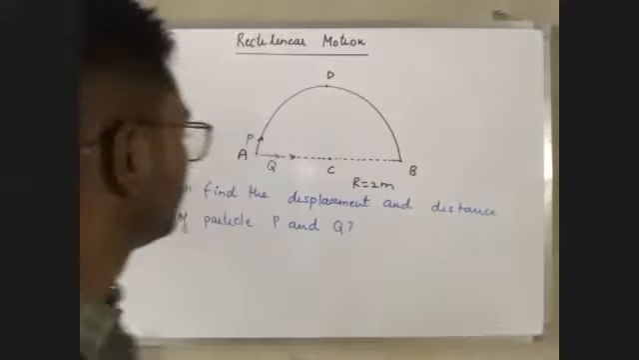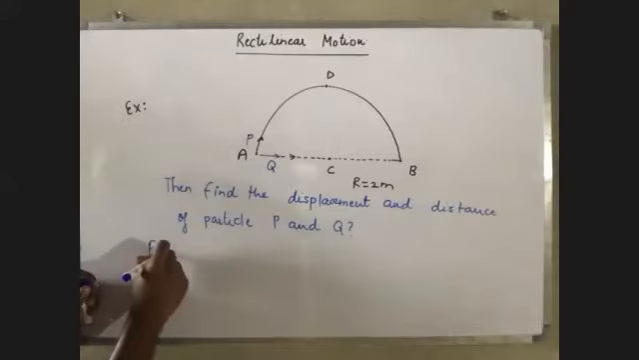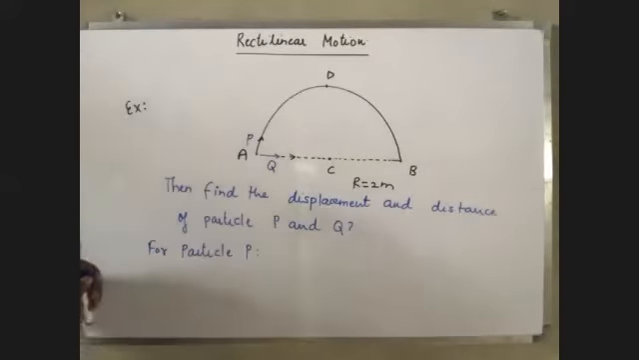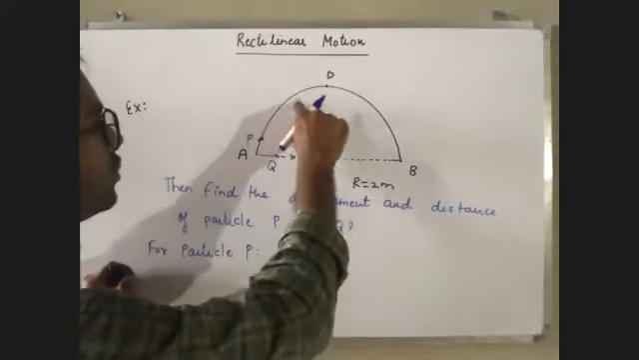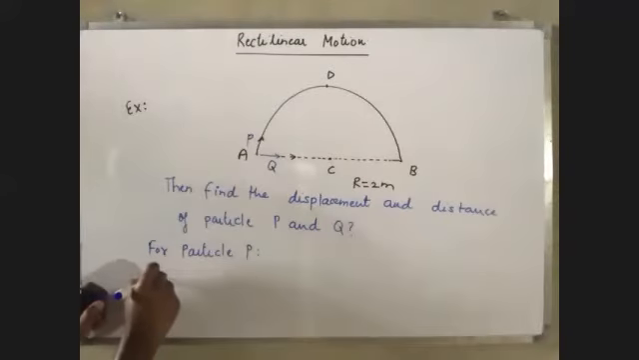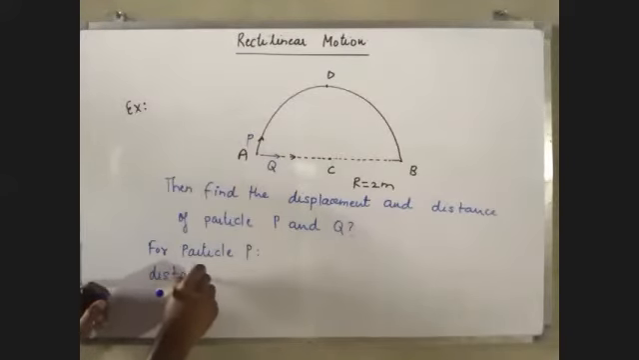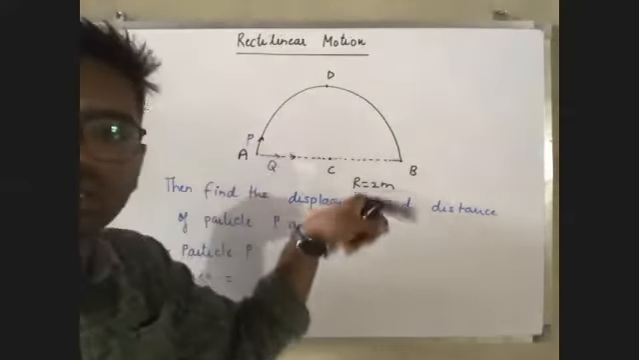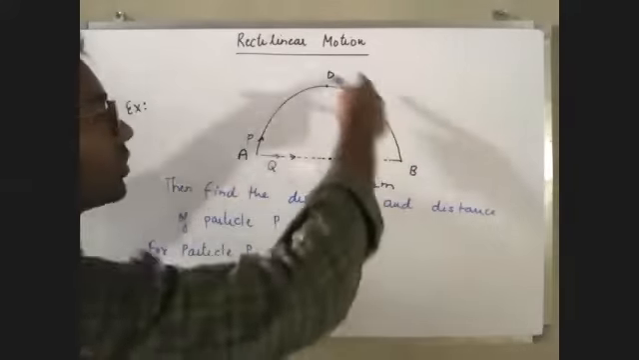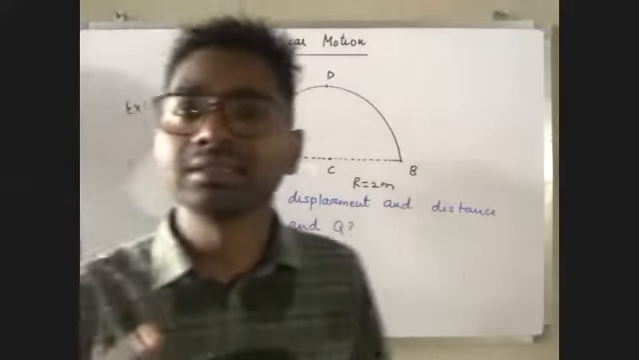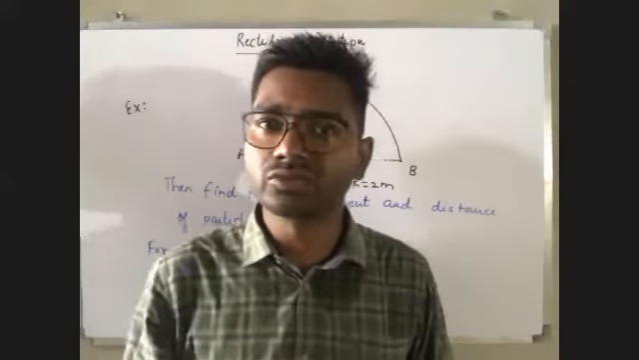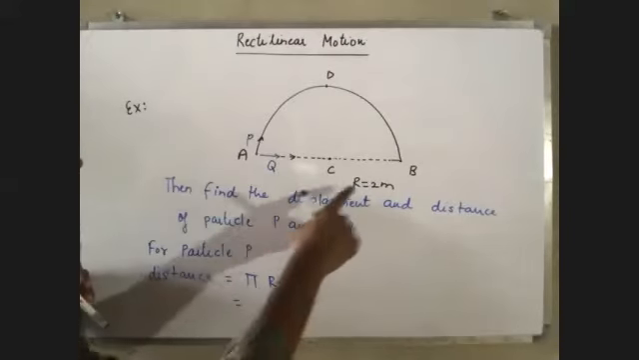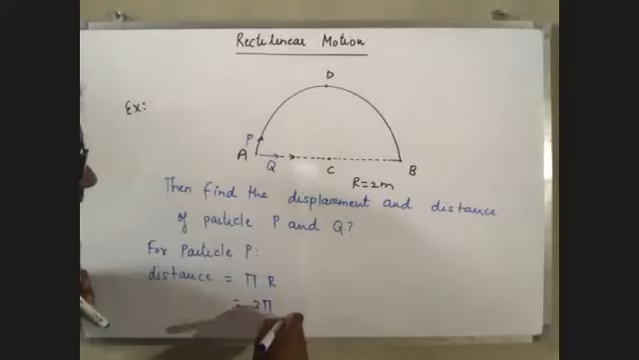Okay. So for particle P, can I see that particle P is going to move on this path? So how much is the distance? Can I say that the length of this semicircle is nothing but pi r, because the total circumference is 2 pi r? So the semicircular path will be pi r. So pi into r, where r is 2 meters, so 2 pi.